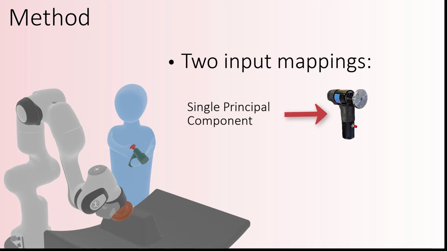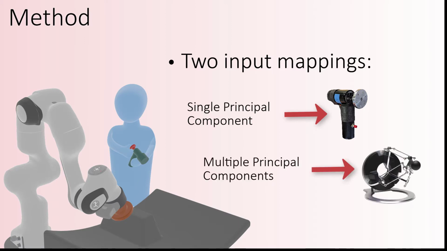If the variance is split across multiple principal components, we use a grounded 3 degree of freedom input and determine the final corrective input by computing a best fit spatial mapping of the principal components.